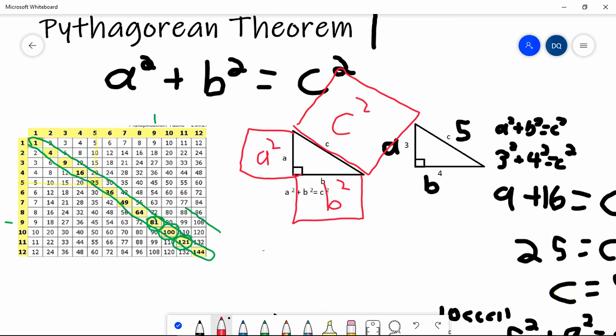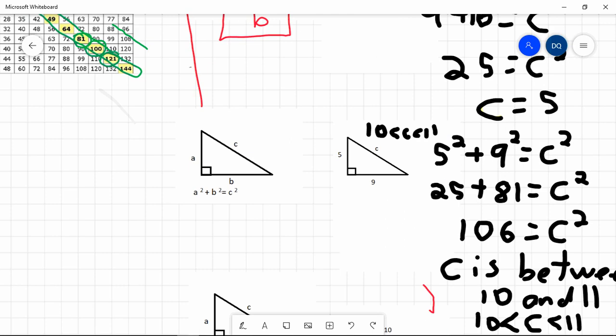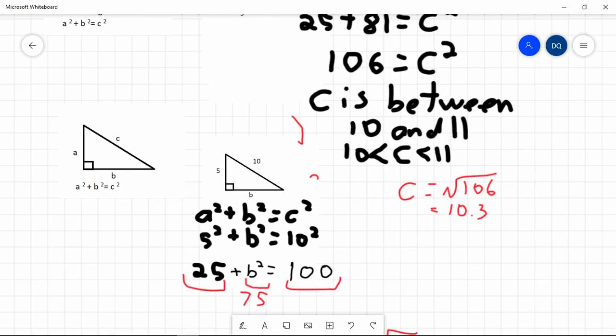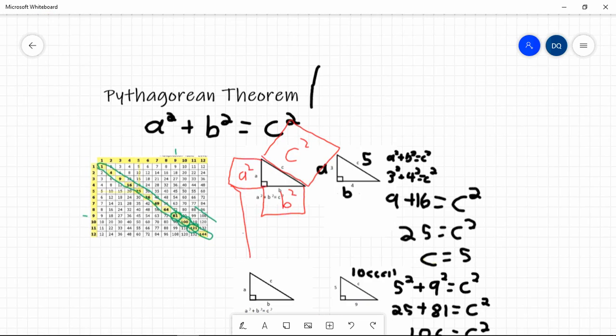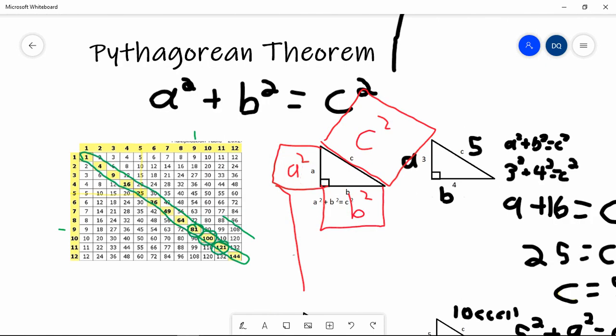And we can use that to find any missing side length if we know the other two, as long as we have a right angle triangle. We write down a squared plus b squared equals c squared. And then we put in the values for a, b, and c. And then we do a little bit of math and try and figure out what either a, b, or c are. Remember, the first thing you do is you square them, then you add or subtract. That's going to give you a big number. Then you want to look at your table and work your way backwards. Or you can use the square root button on your calculator to find the exact value of the side length.